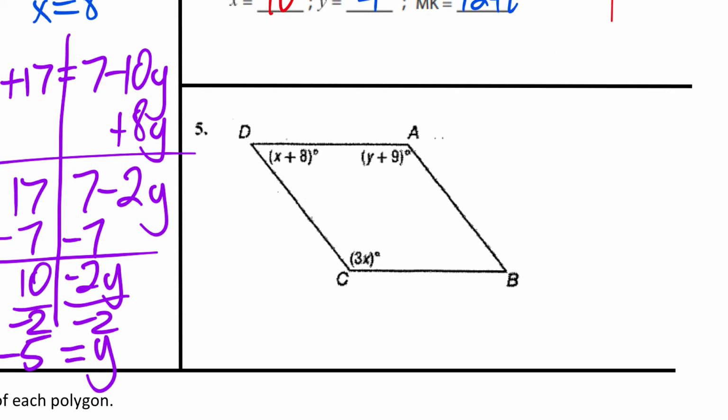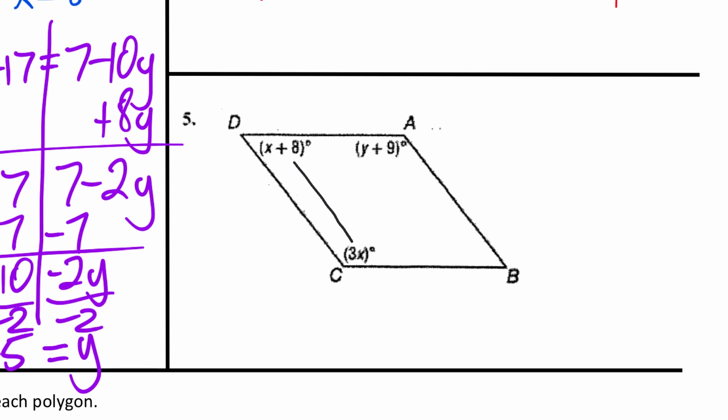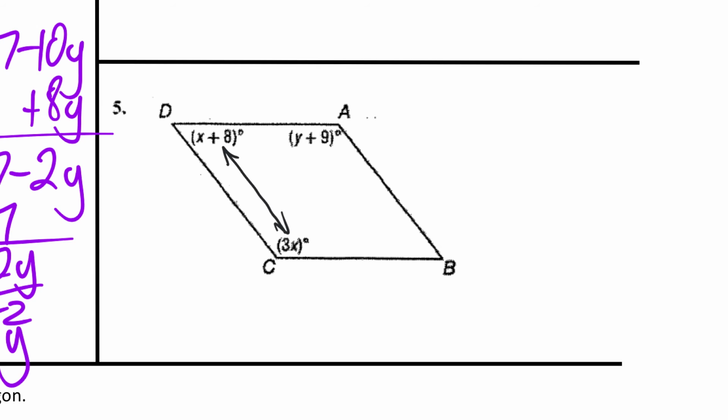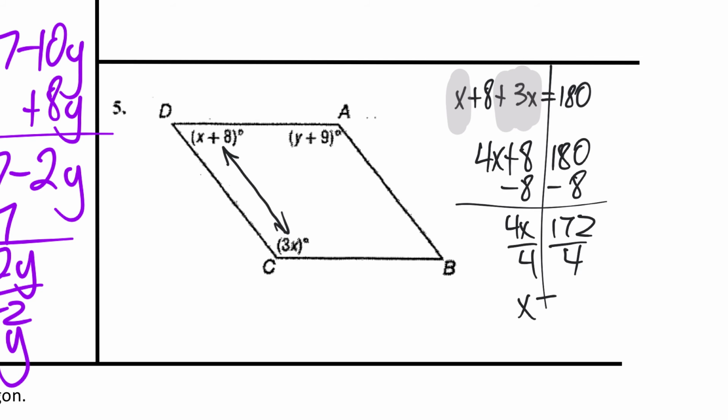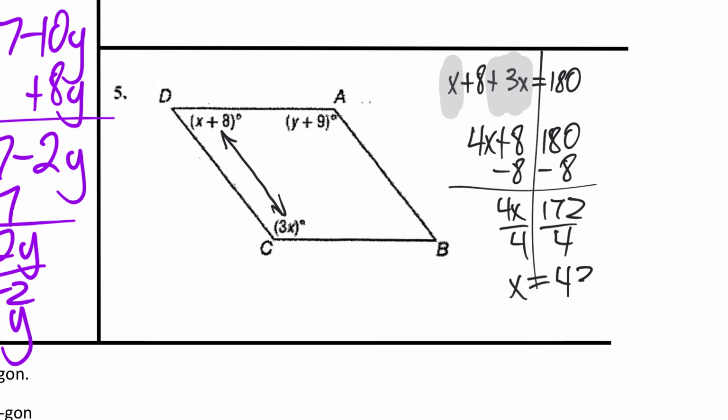Okay. On this one, what do I know about these two angles right here? They're supplementary because, so I know x plus 8 plus 3x equals 180. Those two just add up to equal 180. So when I combine like terms, when I add the x and 3x, that's going to make 4x. So I just have 4x plus 8 equals 180. Minus 8. 4x equals 172. Divide by 4. X equals 43.